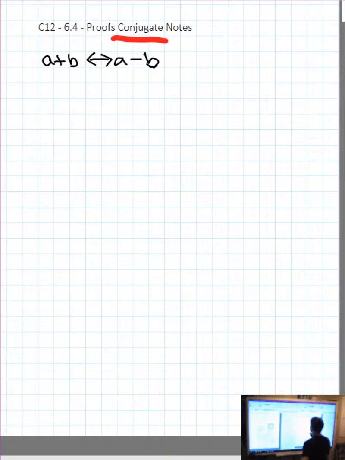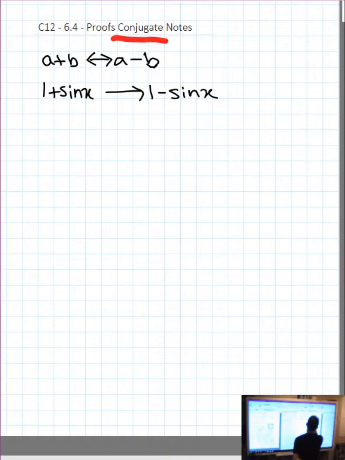The conjugate of 1 plus sine x is 1 minus sine x. And the conjugate of 1 minus sine x is 1 plus sine x. Obviously, it works with cosine as well. Take a look at the notes. So now I'm going to do one of the 4 examples from down below.